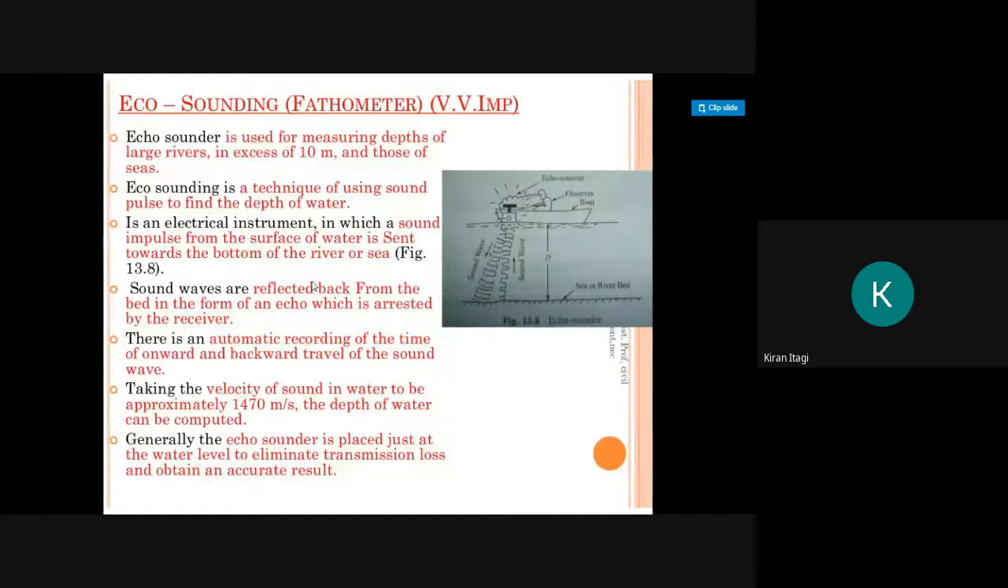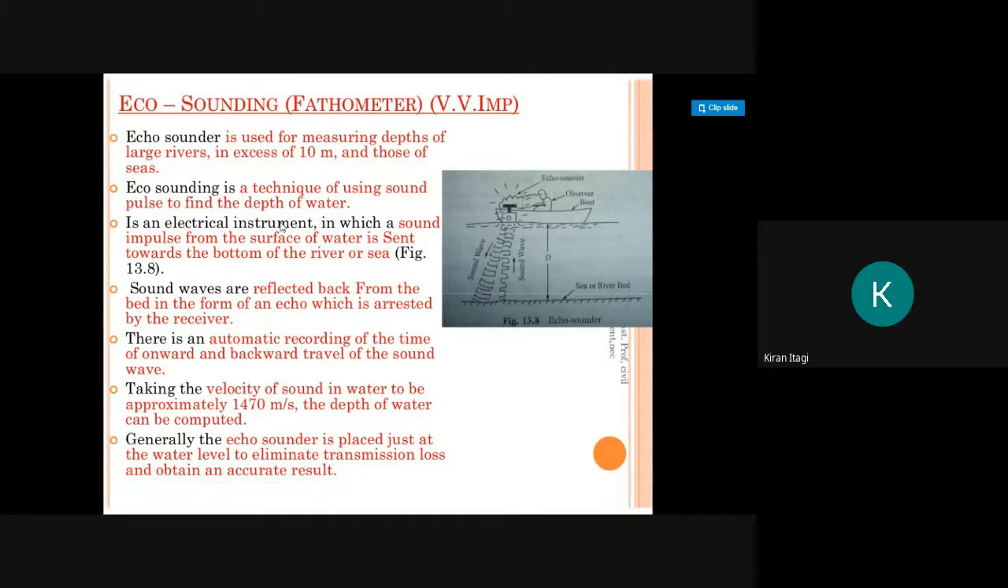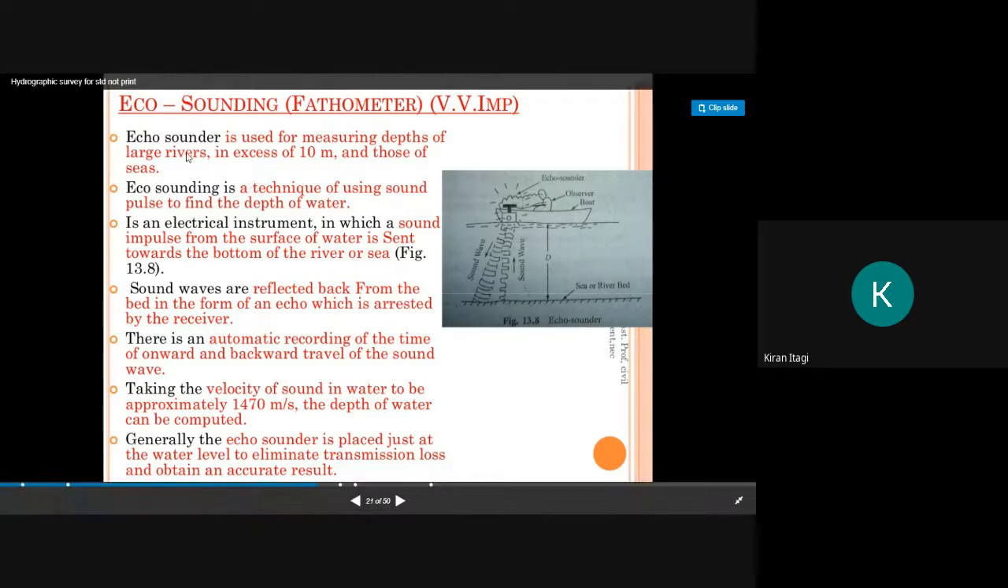Okay, so next one we have a fathometer, that is here, echo sounding or fathometer. It is independent. Other thing was a, sorry, direct methods, this is an indirect method, sorry. Echo sounding is used for measuring the depth of a large river in excess of 10 meter and those of seas. Echo sounding is a technique of using sound pulse to find the depth of the water.